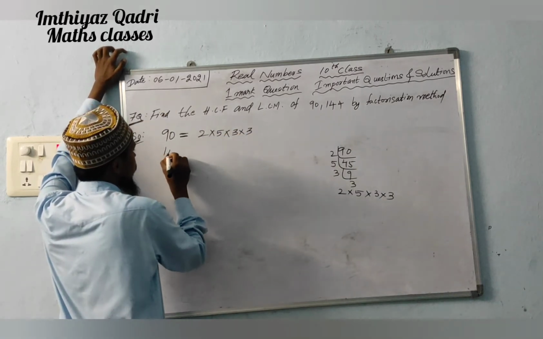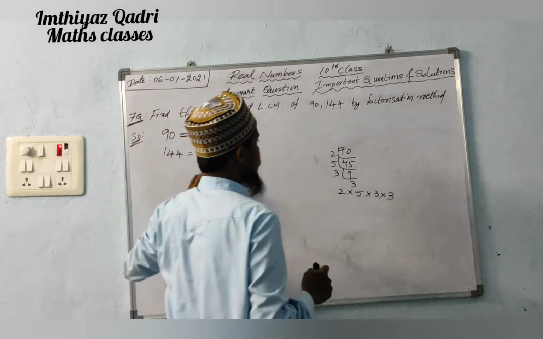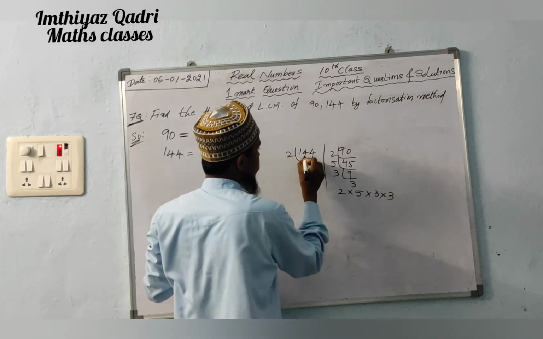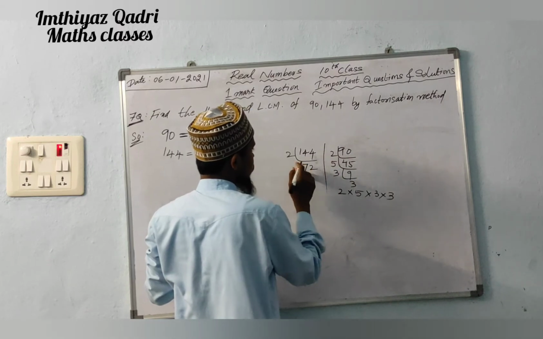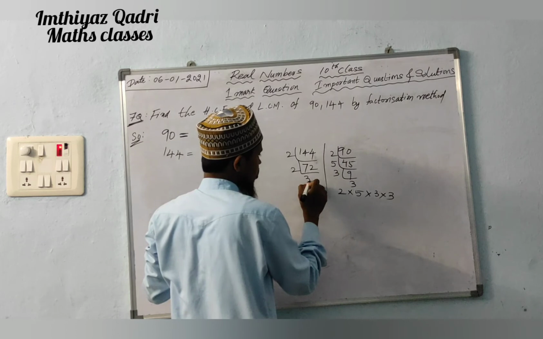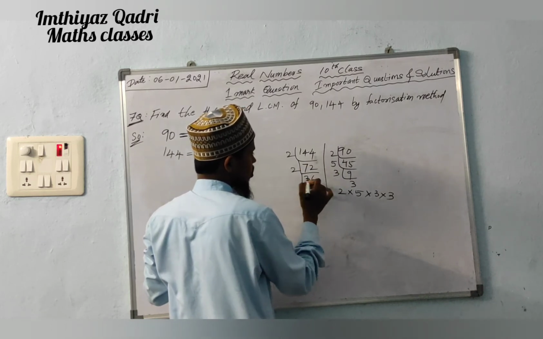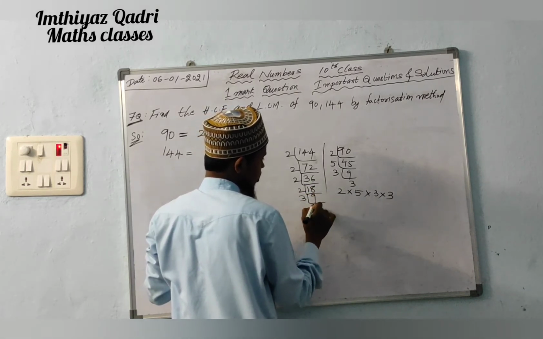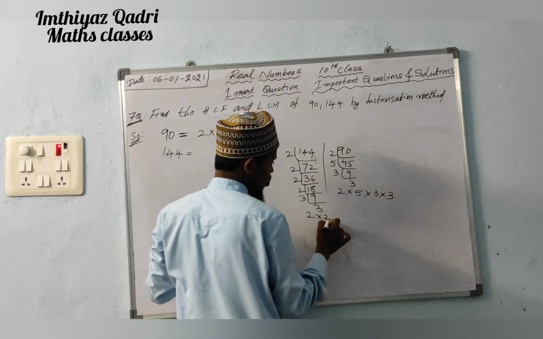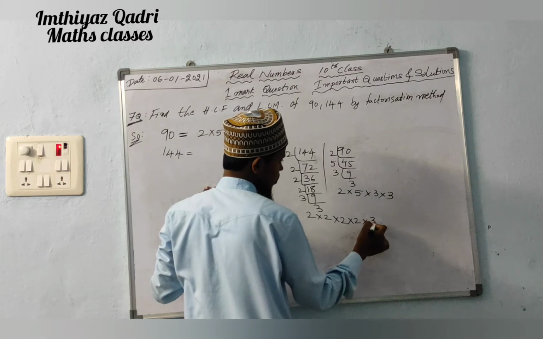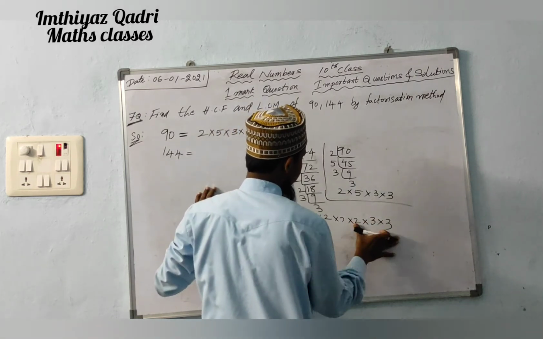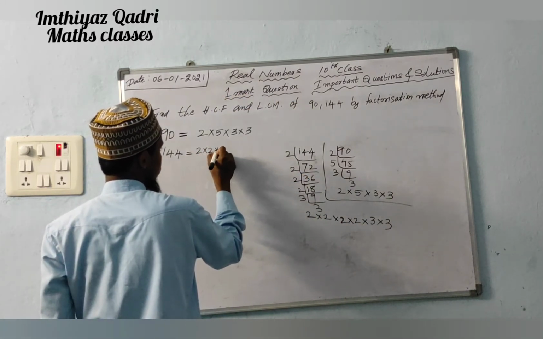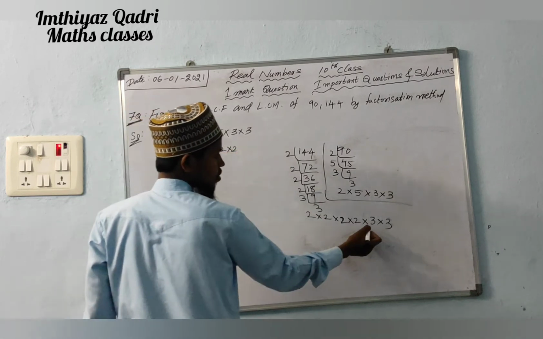Now 144, that is equal to, see here, 144. 2 times 72 is 144, 2 times 36 is 72, 2 times 18 is 36, 2 times 9 is 18, 3 times 3 is 9. So 2 into 2 into 2 into 2 into 3 into 3. This is the factors of 144.